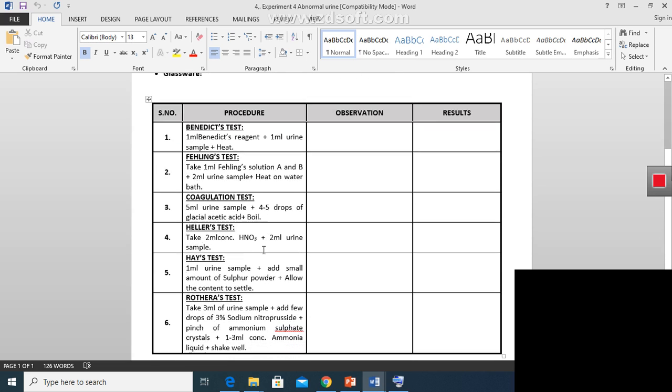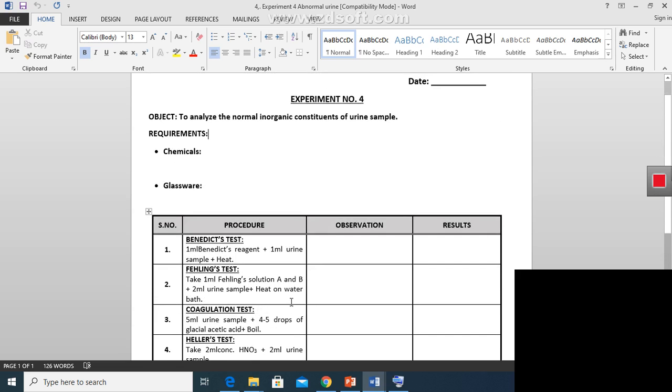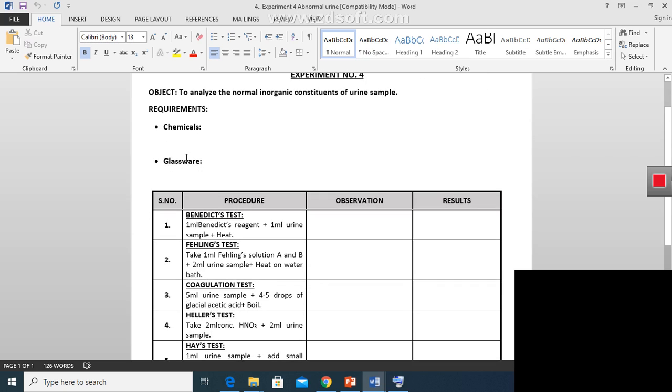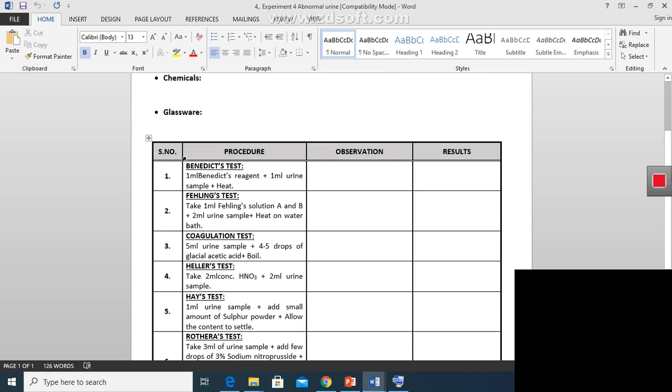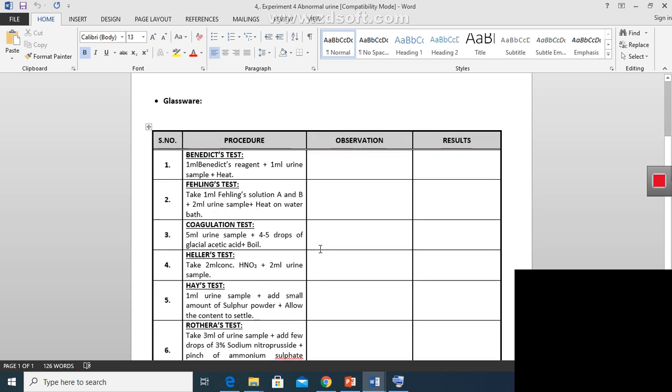And what are these tests? These are the tests from test number 1 to test number 6. Okay, so what are our requirements? For this experiment we need different chemicals, different glassware, and most importantly urine sample. Here we will write one more heading, sample. In that we will be writing urine.